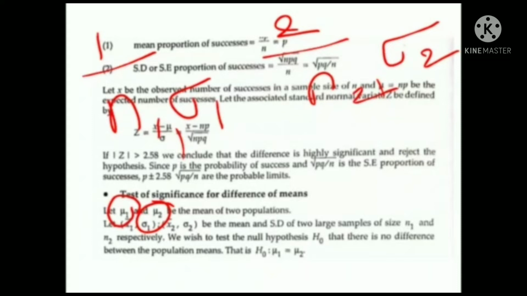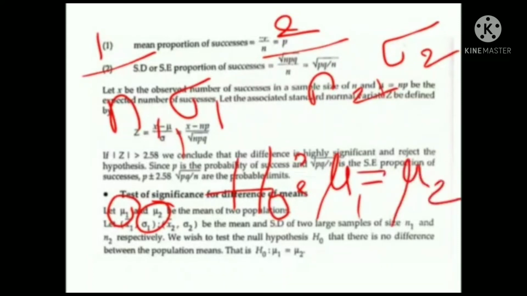Now in this particular test, the null hypothesis, that is the base assumption, we will represent by H0. H0 is always given by mu1 is equal to mu2. What do you mean by that? The mean of population 1 is equal to the mean of population 2. That is what you are going to test. So this is the statement you need to test.